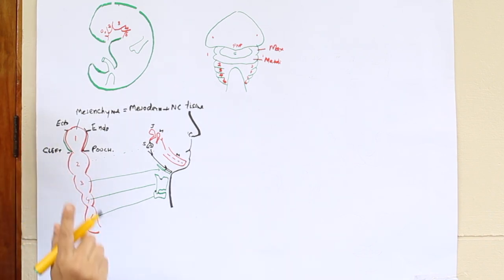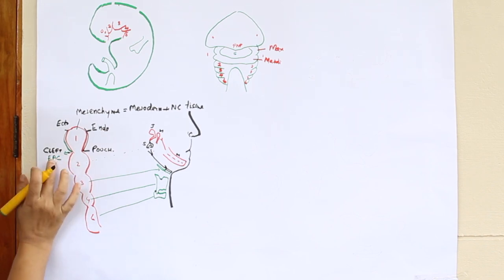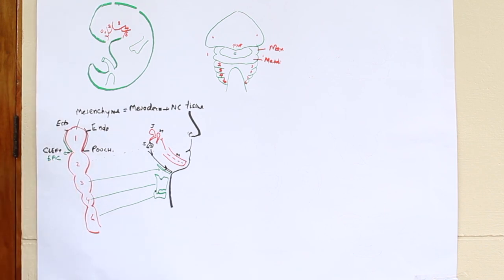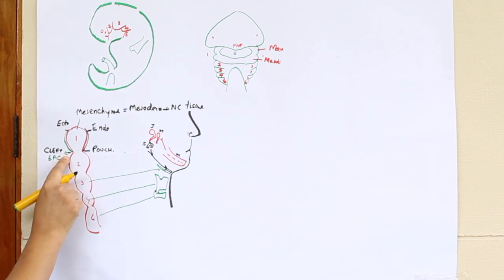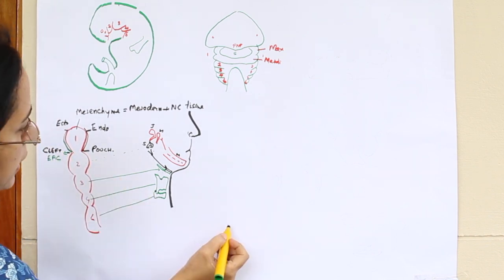And from the cleft, what happens from the cleft? From the first cleft, from here comes the external auditory canal. That we can study in detail. This part develops into this cleft. This is the cleft.